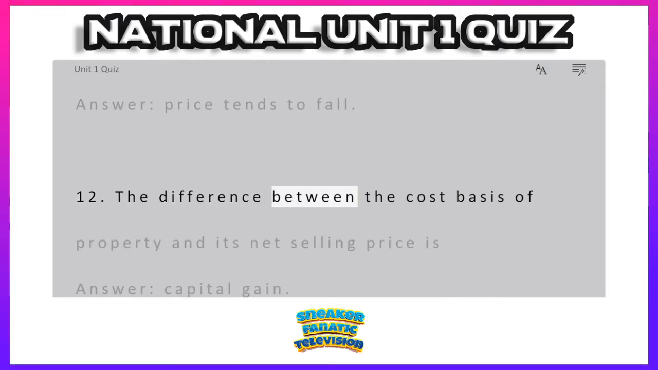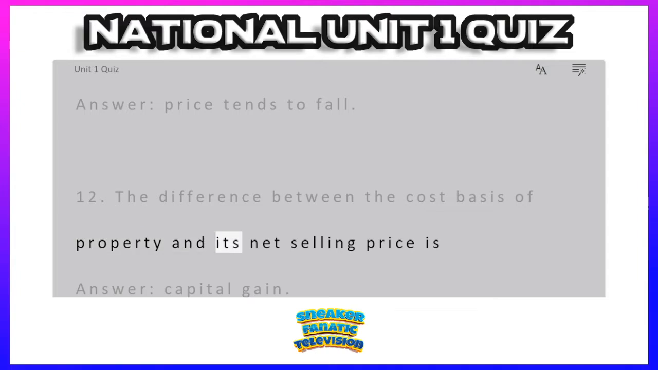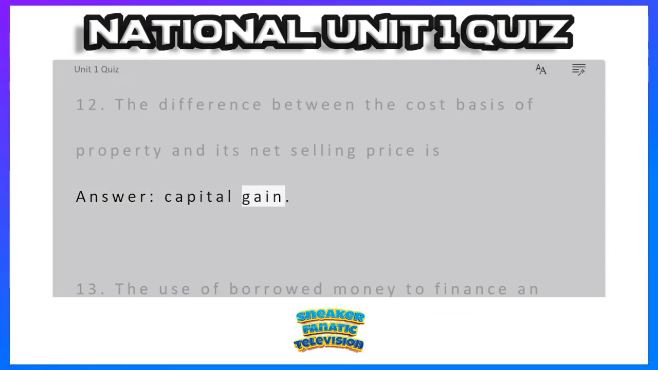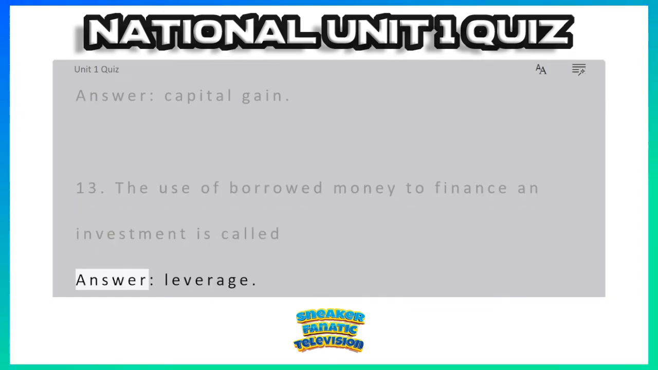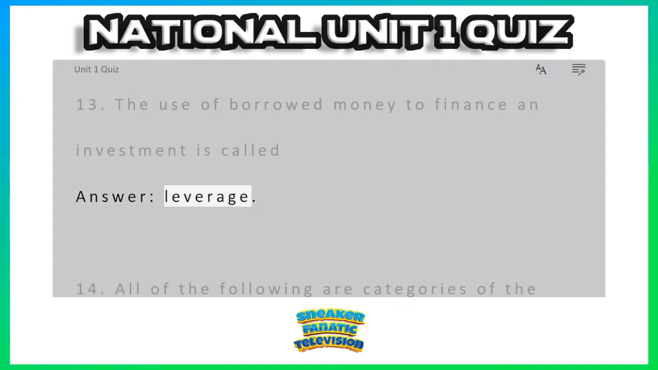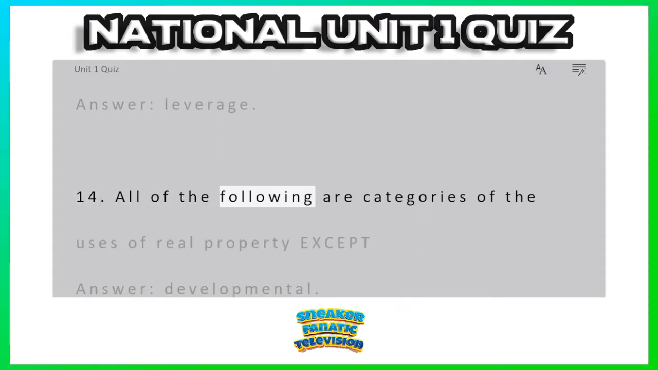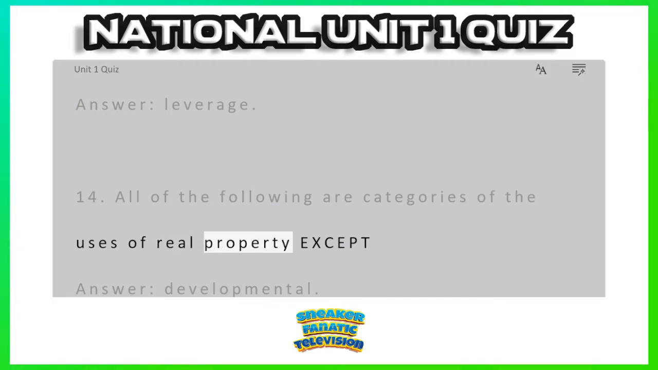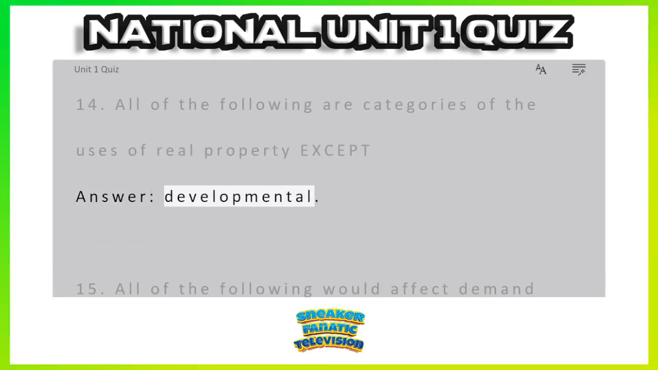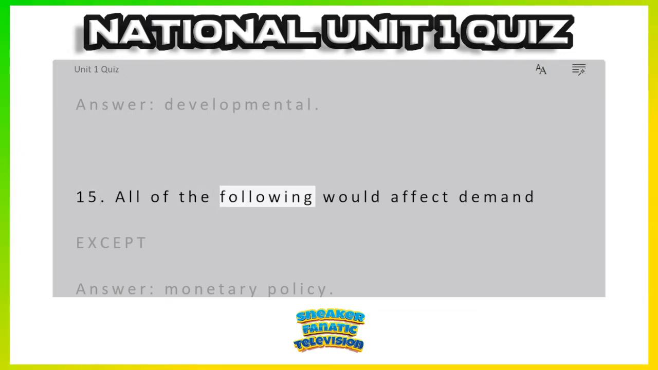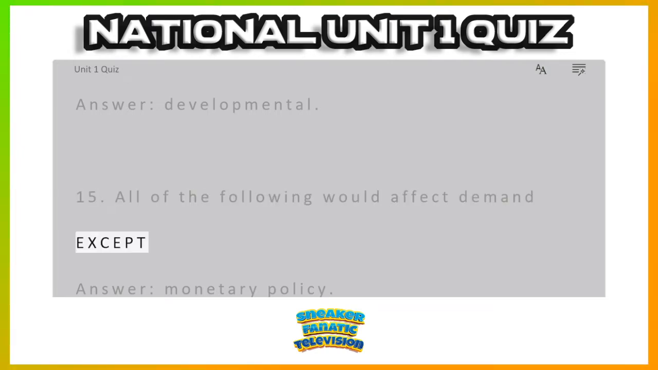12. The difference between the cost basis of property and its net selling price is. Answer. Capital gain. 13. The use of borrowed money to finance an investment is called. Answer. Leverage. 14. All of the following are categories of the uses of real property except. Answer. Developmental.